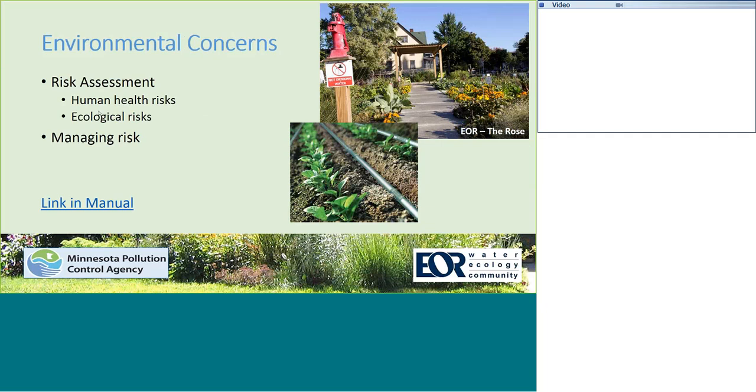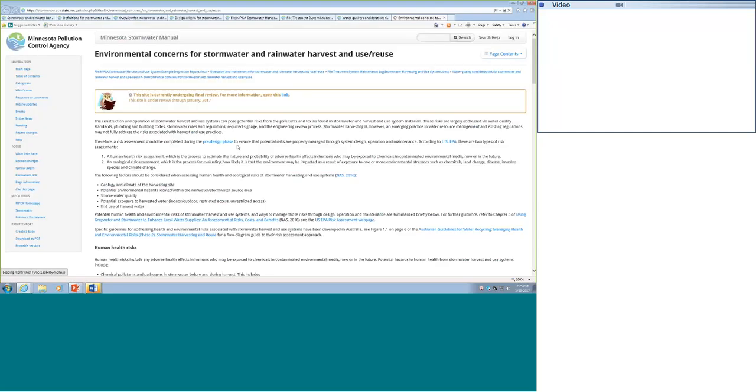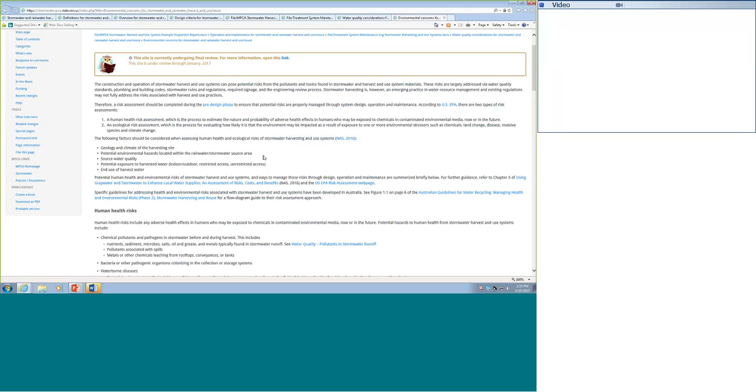So this is where we discuss, okay, how do you conduct a risk assessment and what does it cover? Human health risks, ecological risks, and how might you manage risks in your design and O&M activities? And then we have a nice table in the manual that walks through that. Let me go to the manual. So here I just wanted to highlight, and I hope you can see me on your screens, using my mouse.